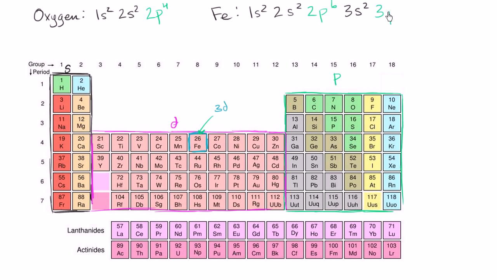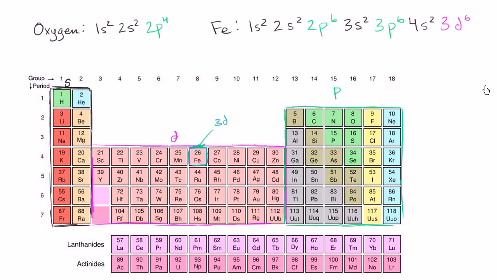So 3p6. And then we go to 4s2. And now we're going to fill not the 4d subshell, but the 3d subshell. For the d block, you take the period minus 1. We're in the fourth period, so we're going to take one less than that. So the general rule, you could think of it as 3d1, 3d2, 3d3, 3d4, 3d5, 3d6. So 3d6. And so that's its electron configuration.